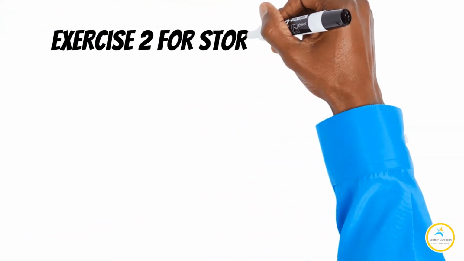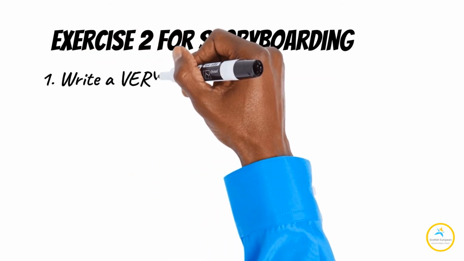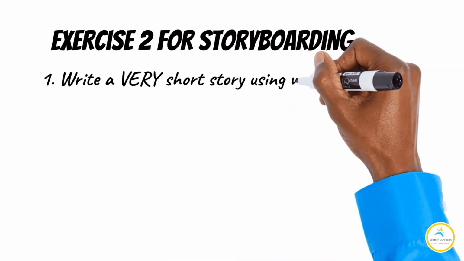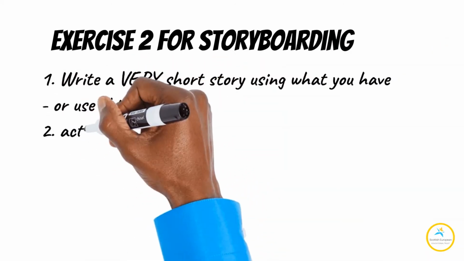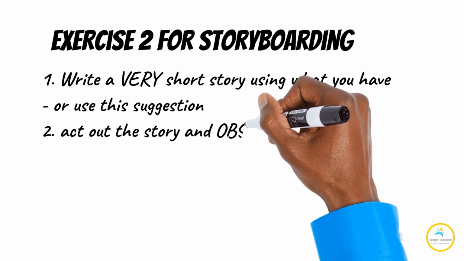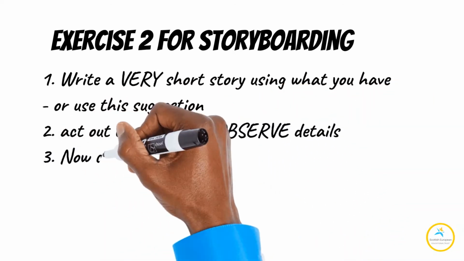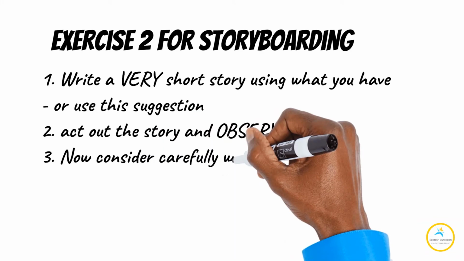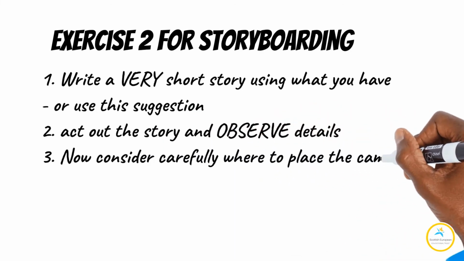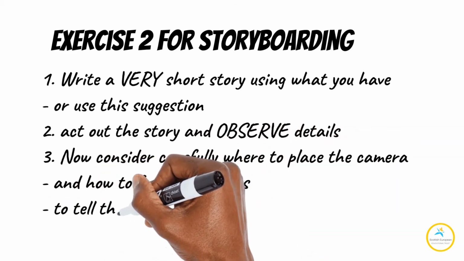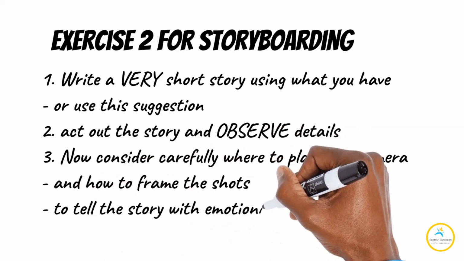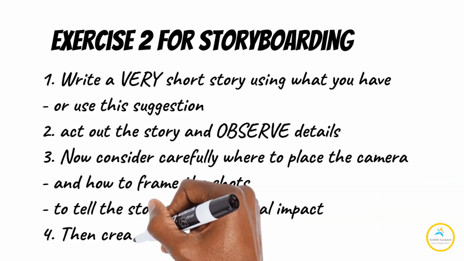We'll now move on to an exercise where you will learn how to storyboard to create emotional impact. So the first thing you need to do is create a very short story, or use the following suggestion. You will need to get some actors, or in this case some animated models, to perform the story, and you will need to observe carefully details of the performance. Then you'll have to think about where to place the camera and how to frame the shots so that you tell the story with emotional impact. And then you can create the storyboard.